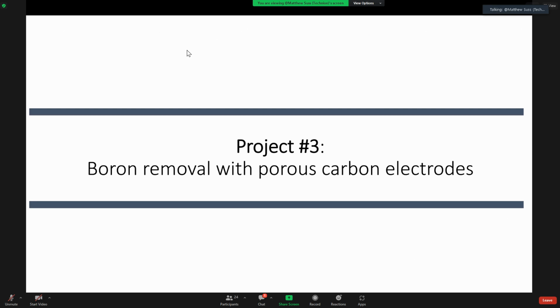Okay, so for the third project, I'll switch gears a bit, and I see I've got a few more minutes, so that's good. I'll try to end in about 8 minutes, so we can have a few minutes of questions. This is the project that we did together with Jouke and Martin in the Netherlands on boron removal with porous carbon electrodes. Maybe Jouke talked about it already, so I might be repeating it, but repetition is good, so everybody will walk away knowing about this boron project.